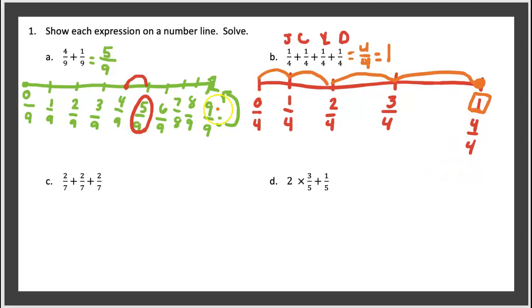Okay, so that's what you'll do for C and D. Now D is a little different. You've got a multiplication problem. I'm not going to do C, because I feel like it's just like A and B.